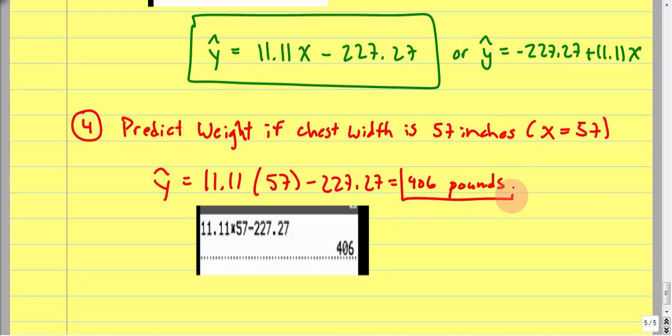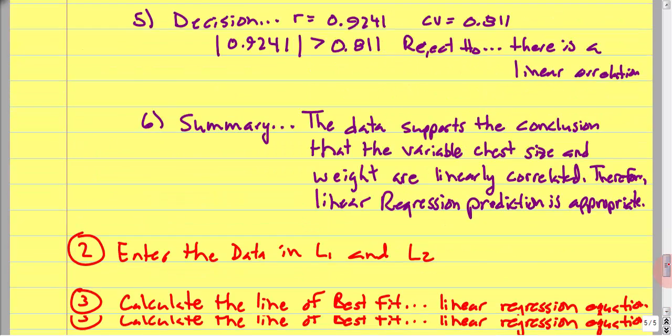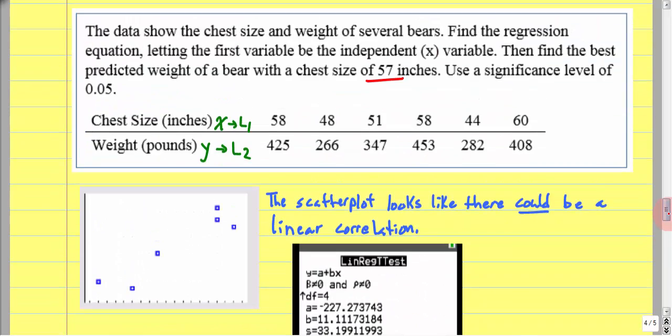So this is our predicted value. Now let's go ahead and look back at our data. Now remember, down here I had 406 pounds. That definitely seems reasonable. Our smallest value was 282. My largest value was 453. So 408 seems like it falls within this data.